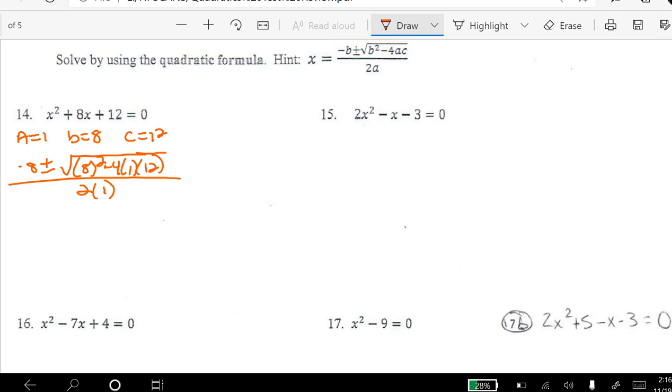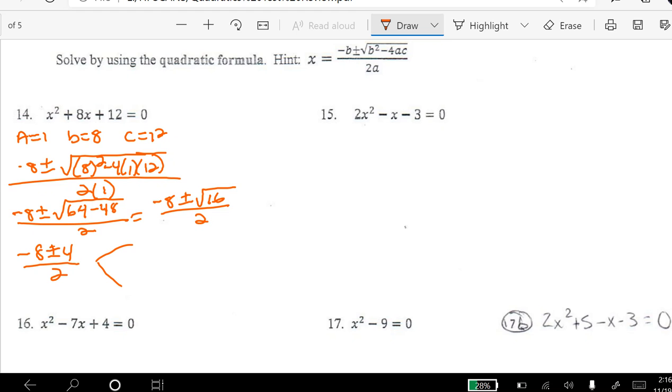So I go ahead and do the math here. It's going to be negative 8 plus or minus the square root of 64 minus 48 over 2. Negative 8 plus or minus the square root of 16 over 2. Negative 8 plus or minus 4 over 2. Two answers. Negative 8 plus 4 over 2. Negative 8 minus 4 over 2. Negative 12 over 2 is negative 6. 4 over 2 is 2. Two answers.